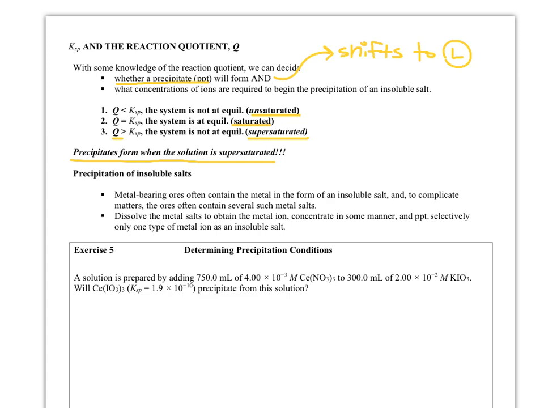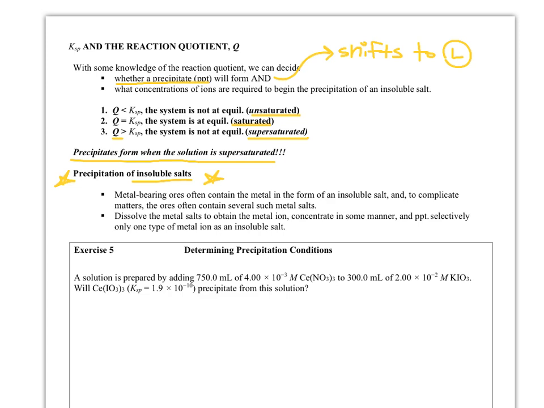So we can also do side reactions that cause precipitation of insoluble salts, right? For example, there are some metal-bearing ores that often contain the metal in the form of an insoluble salt, and the ores often contain other metal salts and things like that. We can dissolve metal salts to obtain the metal ion, and then use precipitation selectively to get stuff. So we can do side reactions to make things happen and get what we want. I'll talk a little more about these later, but it is possible to use this to our advantage and get things we want out of it, okay?